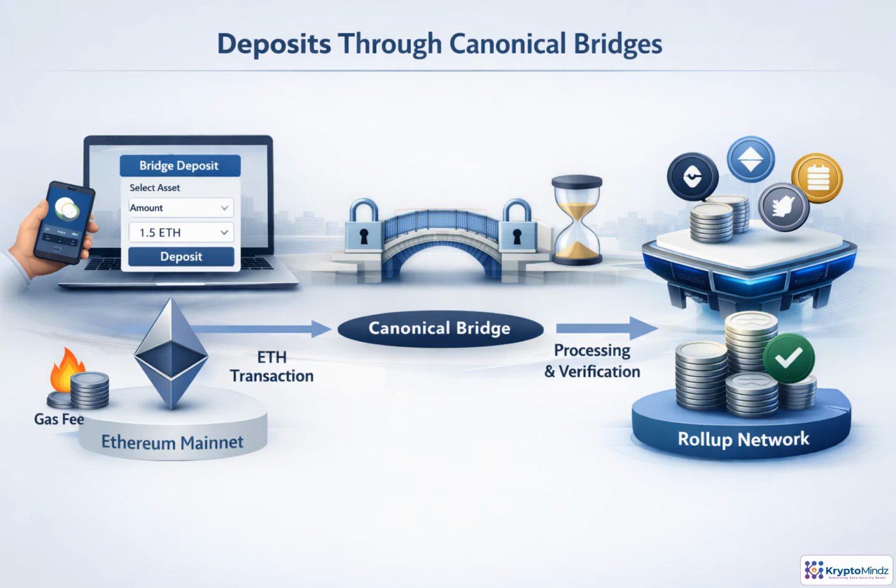With a canonical bridge, users follow the rollup's official path. They connect a wallet, choose the asset and amount, then submit a deposit from Ethereum mainnet. That first transaction can be expensive because it pays Layer 1 gas. After Ethereum confirms it, the bridge verifies the deposit and credits the user on the rollup. The trade-off is clear: less added third-party trust, but often slower settlement and a less flexible experience.